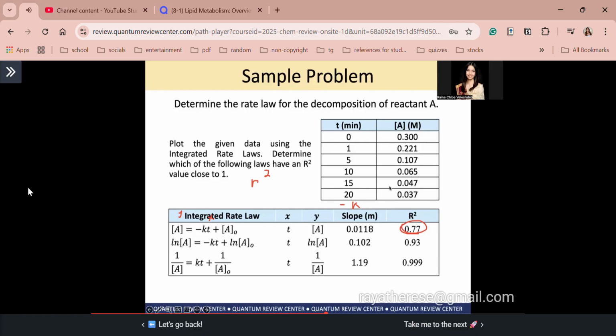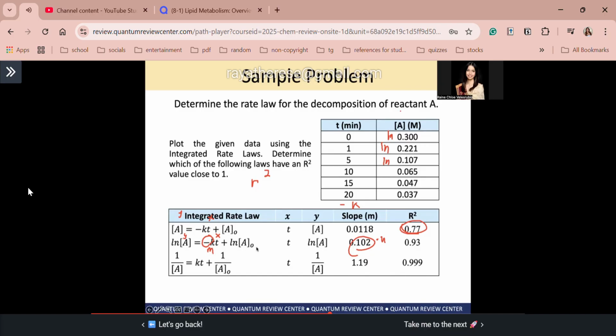Okay? Next, try natin naman ang first order integrated rate law. So again, this is the equation. This is your x, this is your y. So this time guys, kung mag-input tayo sa calculator ng x and y values, x is still the same, t0, 1, 5, etc. Pero yung A niyo dapat naka-ln na. So ln 0.3, ln 0.221, and so on and so forth. Okay? Tapos, tingin ulit sa regression data niyo, hanapin yung slope. Again, it will give you negative k for first order's integrated rate law. Diba? Ito yung slope niyo.